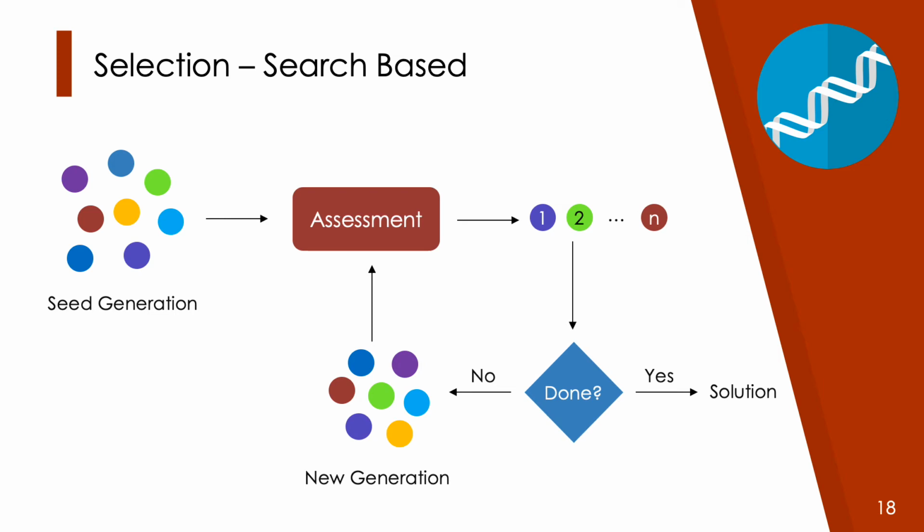And then after we have our seed, we go through all the assessment, the global assessment and the local assessment that is happening on each node. We end up with a ranked set of variants. And at that point, the decision is going to be very simple. Now that we have a ranked list of variants, are we done and have we arrived at a solution?